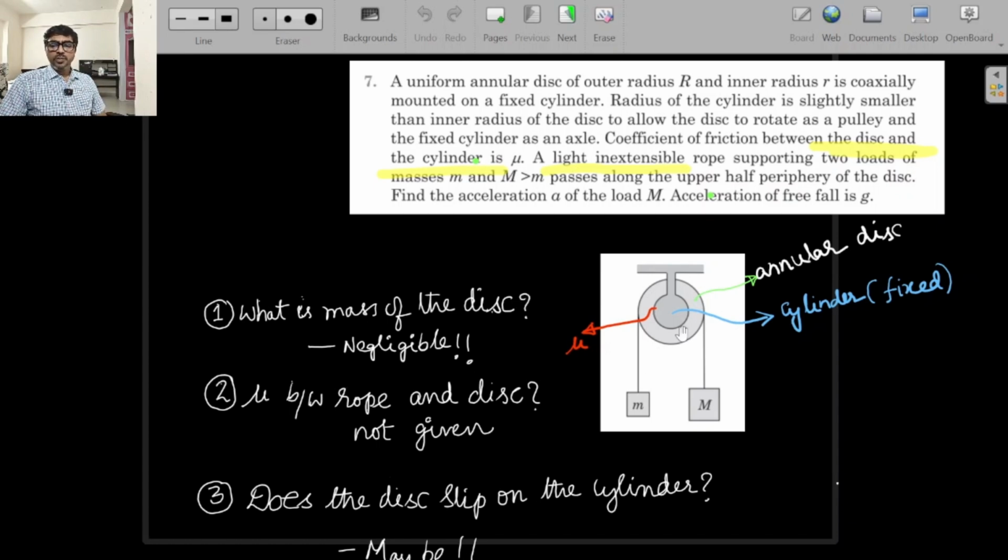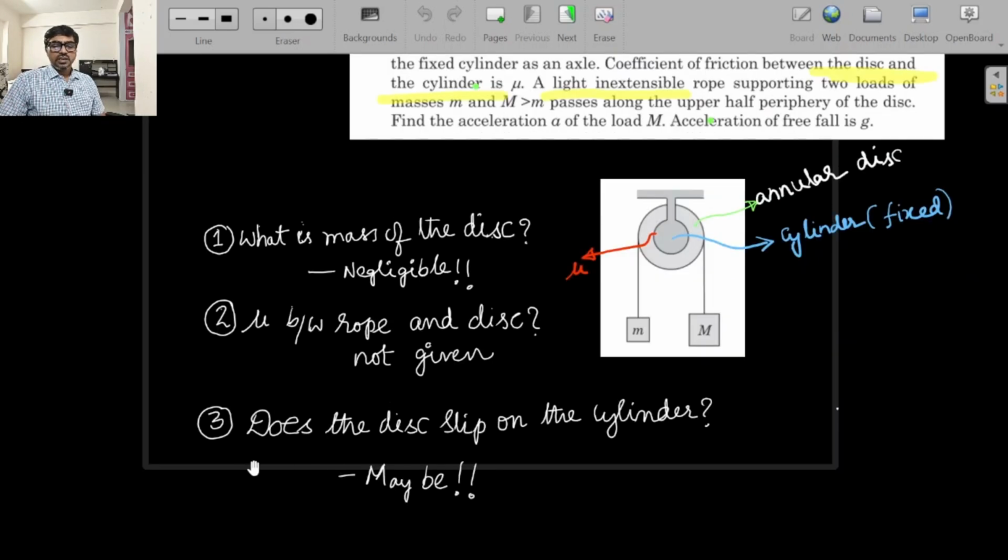Next, they gave mu between the annular disc and the cylinder, all right. But they didn't give the friction coefficient between the rope and the annular disc. So probably it is not needed. Otherwise, if it's needed, we'll try to assume it. But as of now, we know that it is not given. So that is the second part.